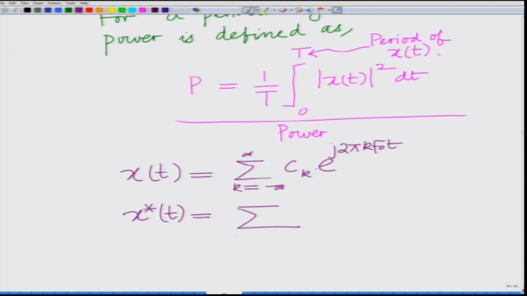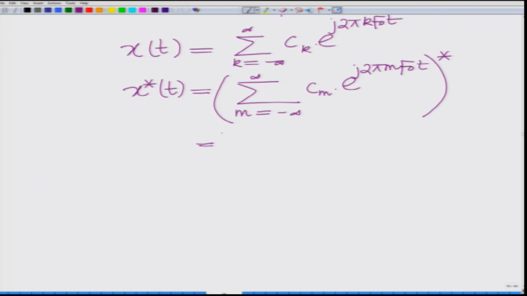Let us employ a different index. It is simply an index, so I can change it. So, summation m equal to minus infinity to infinity c m, and the conjugate of this e to the power of j 2 pi m f naught t, which is summation m equal to minus infinity to infinity c m conjugate e to the power of minus j 2 pi m f naught t. This is your x conjugate of t, correct.